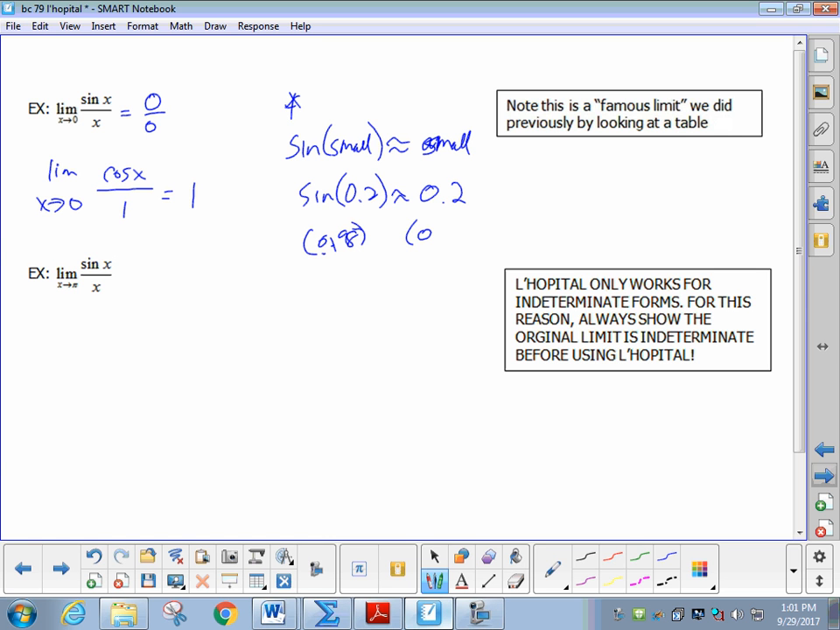Now, surely that's only for small x's. Sine of pi is not pi. Right? We know that's not the case, right? So it's only true for when we approach 0. This is often used when you are dealing with small angles. You often just use the angle itself as the sine. All right, back to the point at hand.